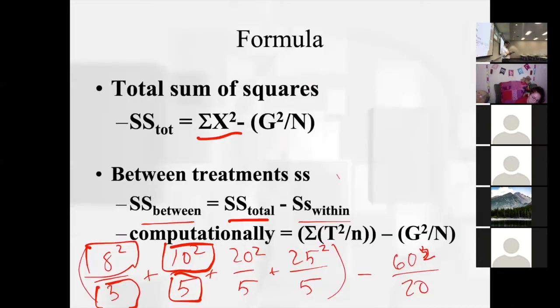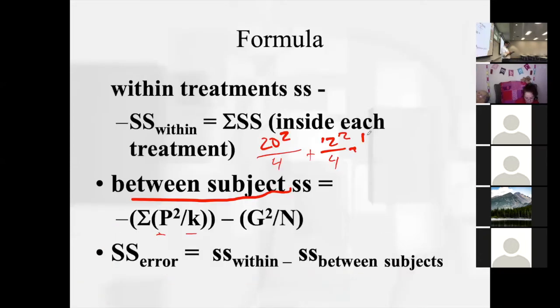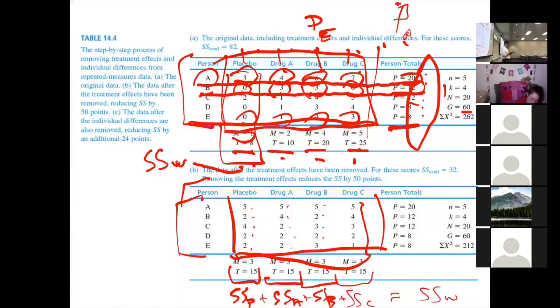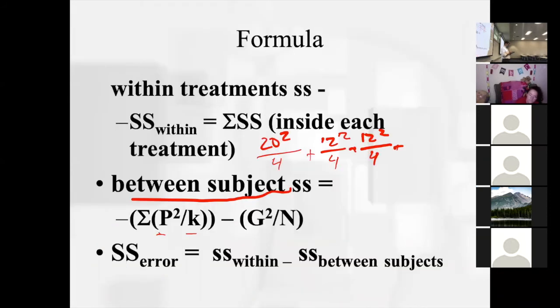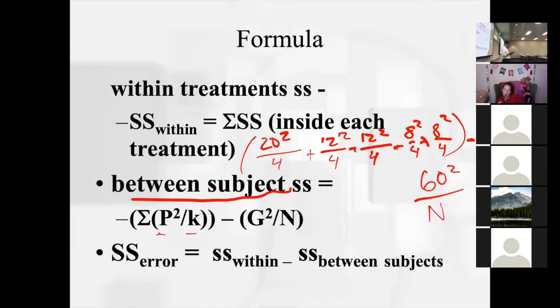Subject 3 is 12 again, plus 12 squared, or 4 treatments, plus subject 4 had 8 squared divided by 4, and subject 5 was also 8 squared divided by 4. So we're adding all of those up, and from there we are subtracting again that 60 squared divided by n, or in this case 20.